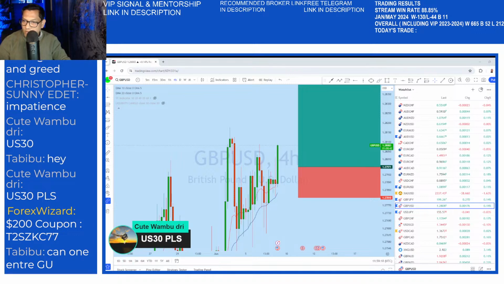US30, can one enter GU? It's gone. GU has been gone, and yeah, we'll be waiting for further trading opportunities.